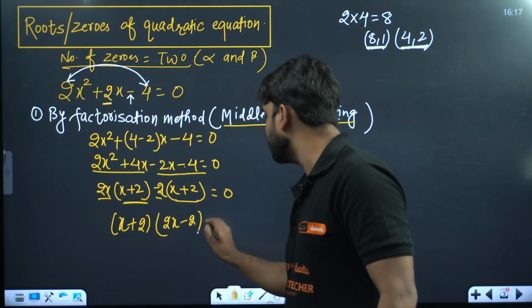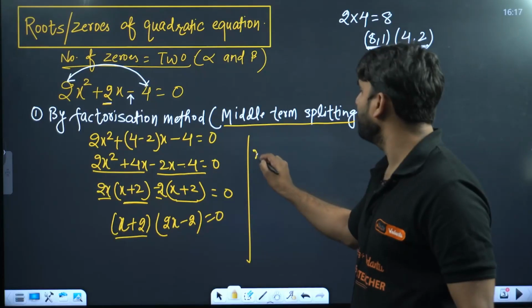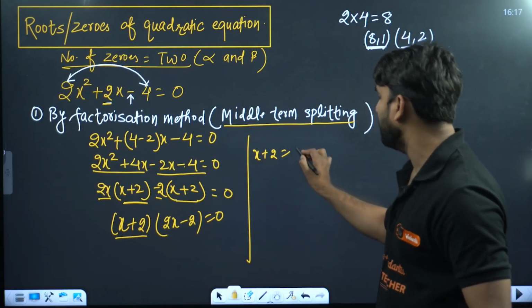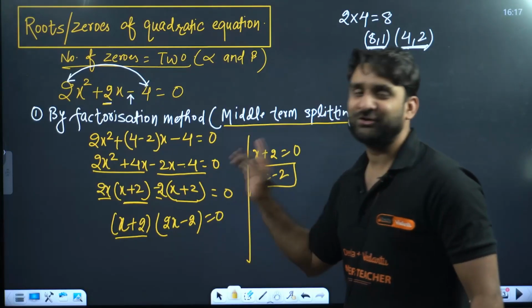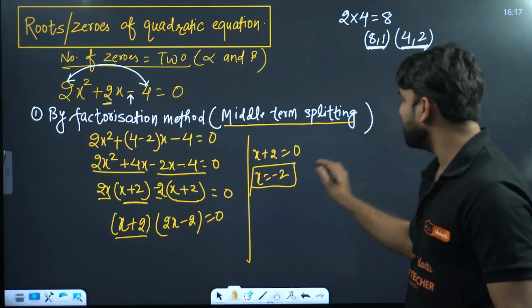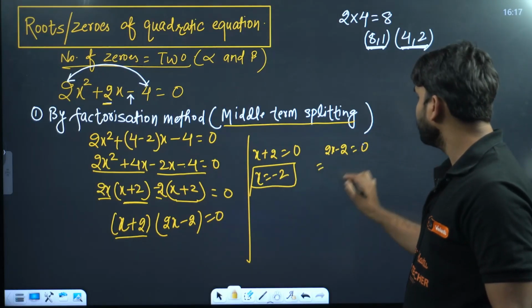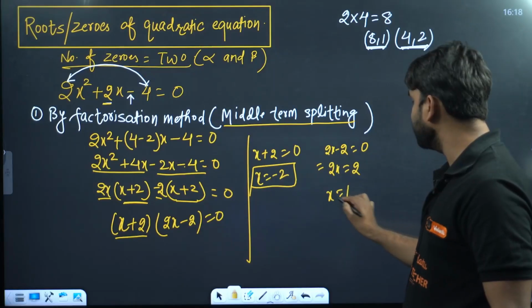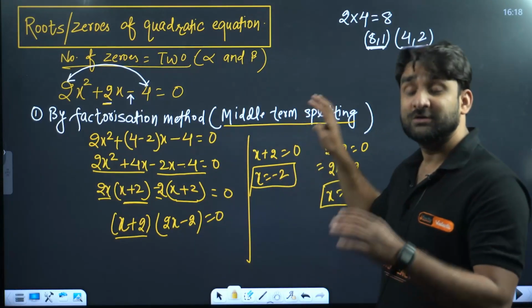(2x − 2) is equal to 0. Now take the first one equal to 0, because the product of both brackets is 0, so we can take each separately equal to 0. So x we have is −2. The first solution is −2. Now take this as 0: 2x − 2 equals 0. So 2x equals 2, so x is 1. These are the values of x which are called zeros or roots.